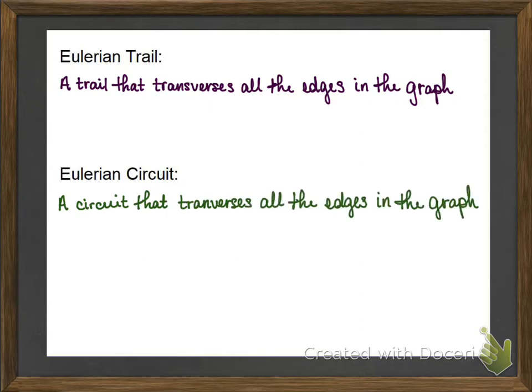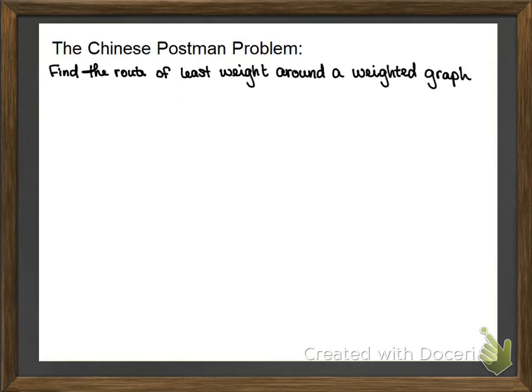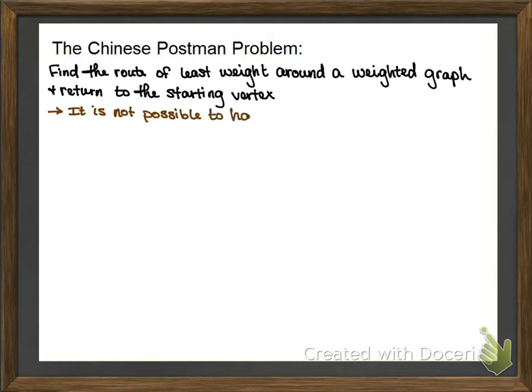So in order to traverse all of those, we call it the Chinese Postman problem. The first thing is this finds the route of least weight around a weighted graph and returning it to the starting vertex. One thing we do need to know is it is not possible to have an odd number of odd vertices. So there is a way to break that down so we are able to find that route of least weight.